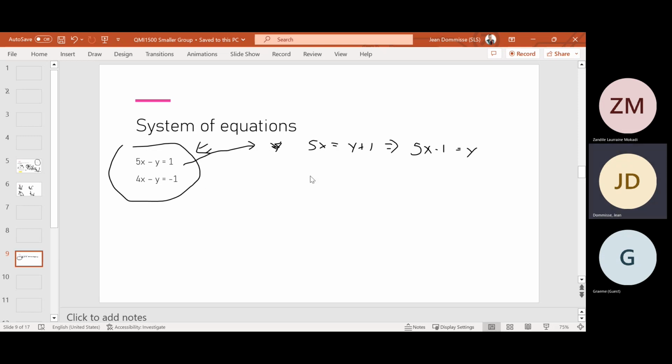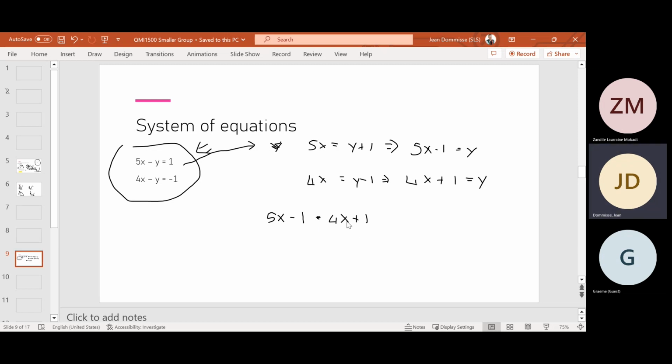I want to do the same with the other one. So let's do it. 4x is equal to, again, y minus 1 then, in this instance. So if I want to isolate y, y is equal to 4x plus 1. Okay, so now I can say, well, the one y is 5x minus 1. The other y is 4x plus 1, and they need to be equal because y and y will be equal.